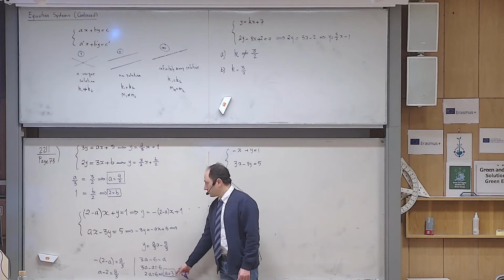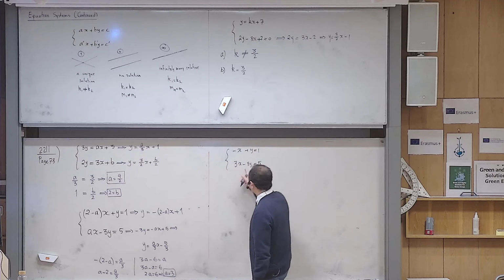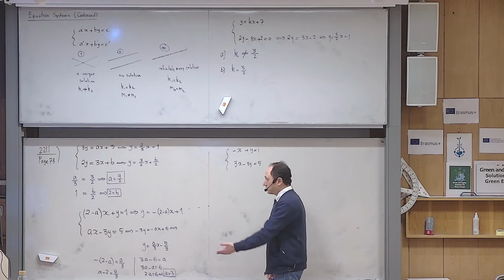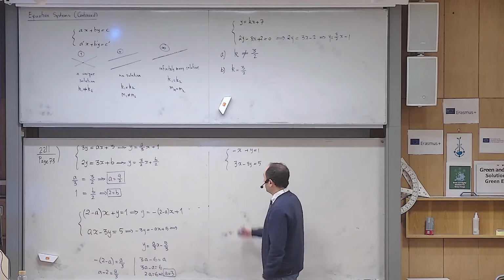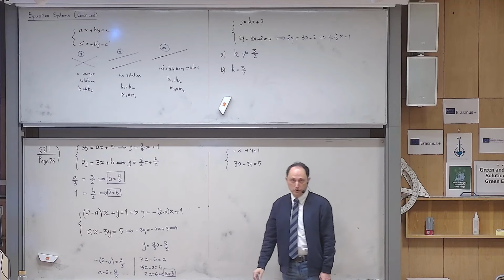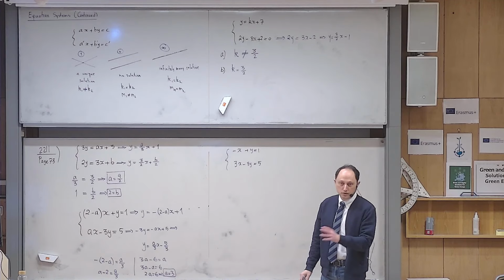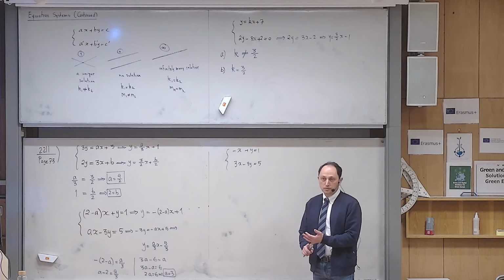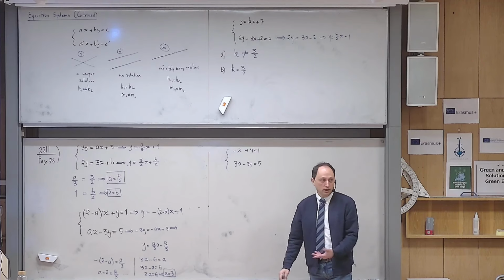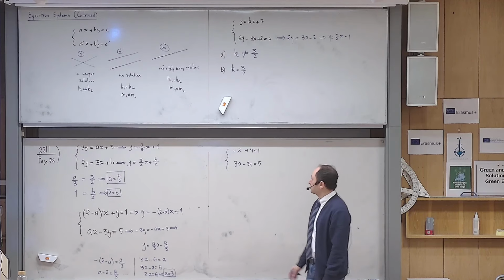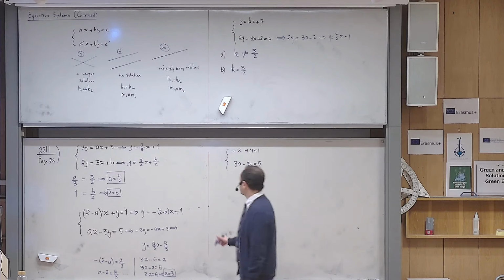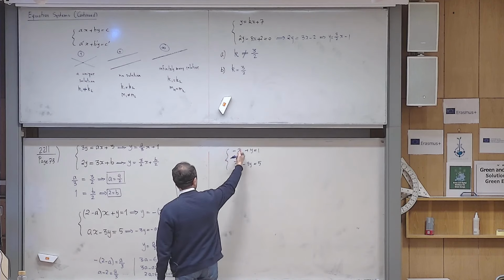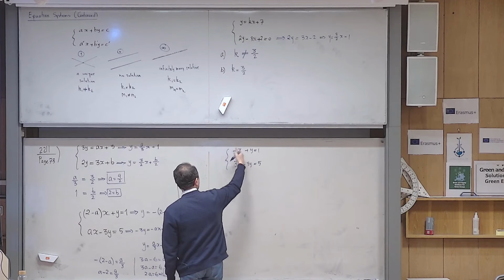When I found this a, I put it back in my system, I got this system. My prediction is that if I have done everything right, this system shouldn't have any solutions. But let us innocently start solving it using either the substitution method or the addition method. So here, if you don't mind, let me use the addition method.